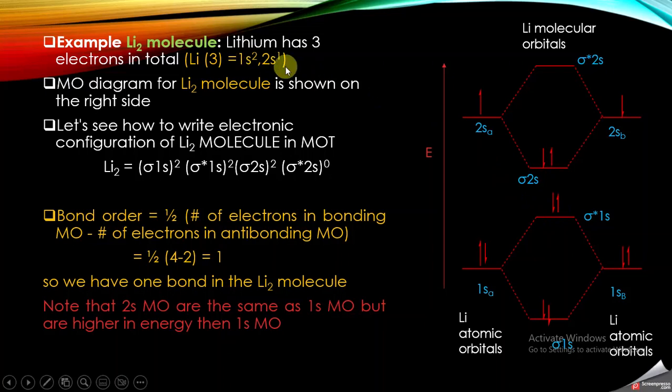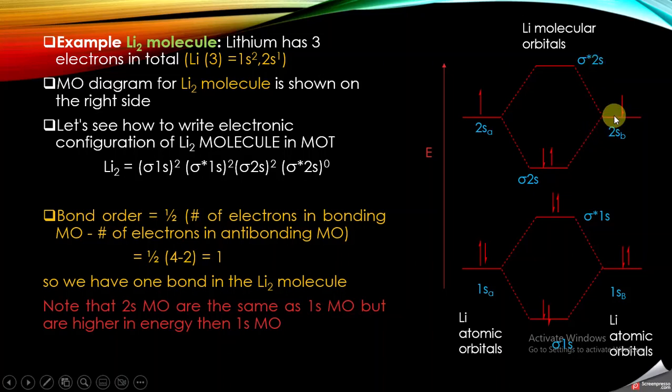This is similar to helium, but we have another 2s orbital here, so we will also draw the 2s orbital containing 1 electron. But you should remember that since the 2s orbital is higher in energy, you will always draw this 2s orbital above the 1s orbital. So this is the 2s of the first lithium atom, and this is the 2s of the second lithium atom. And again they constructively interfere to form sigma 2s. So here you will write sigma 2s because it is the 2s orbital.